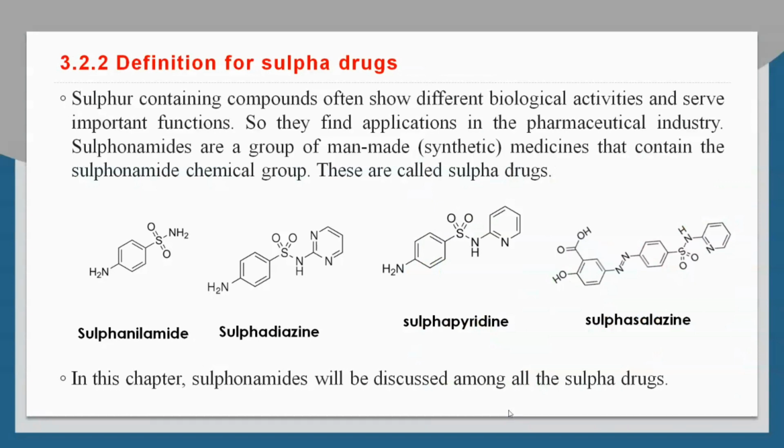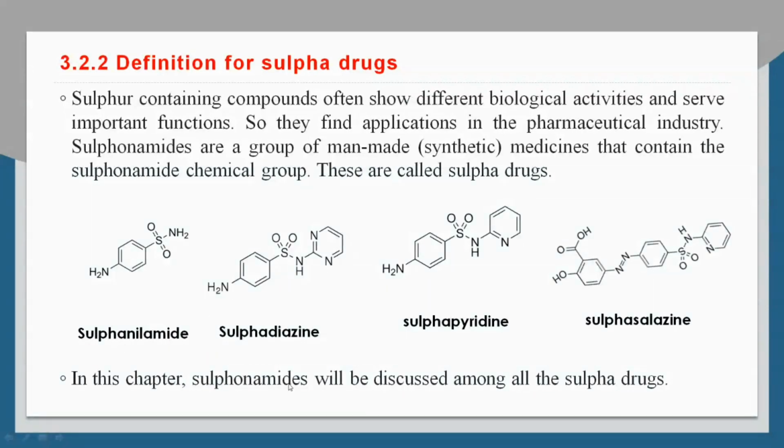Sulfonamides are a group of man-made, that means synthetic, medicines that contain the sulfonamide chemical group. These are called sulfur drugs. So, these are the examples of sulfur drugs. First example, its chemical structure is sulfanilamide. Then sulfadiazine, this is sulfapyridine, and this is sulfasalazine. So these are the chemical structures and examples of sulfur drugs.